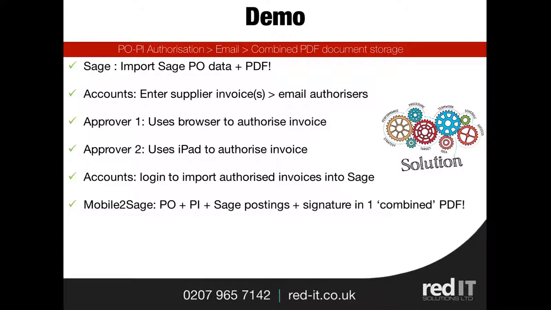The other requirement was not to have multiple documents all over the place. They wanted to be able to say, right, this is the invoice, this is everything to do with the invoice. So we came out with the concept of a combined PDF, which has one document in which you've got the original PO, the supplier's purchase invoice, all of the Sage posting details, and anything else like signatures that may have been captured at the time of authorization. So let's have a look at this in action.